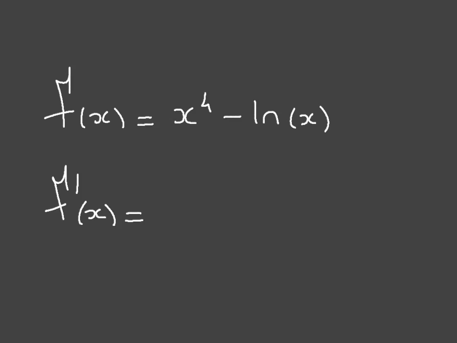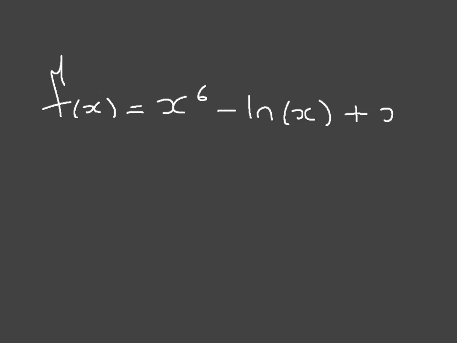Let's say we're given f of x is equal to x to the power of 4 minus ln of x. Then again, to differentiate this function, we just differentiate each of the two terms on the right in the usual way. And so we can go ahead and say that the derivative of this function is f dash of x, which is equal to 4x cubed minus 1 over x. Remember, the derivative of ln of x is 1 over x. And so this would be our final answer. F dash of x equals 4x cubed minus 1 over x.